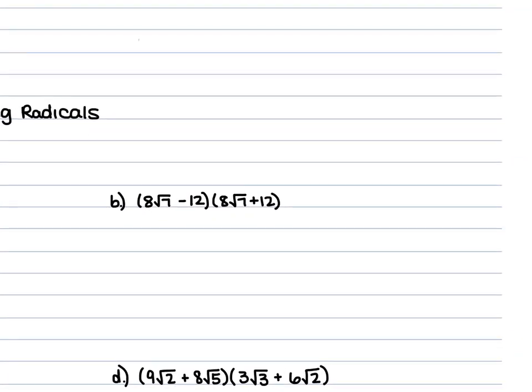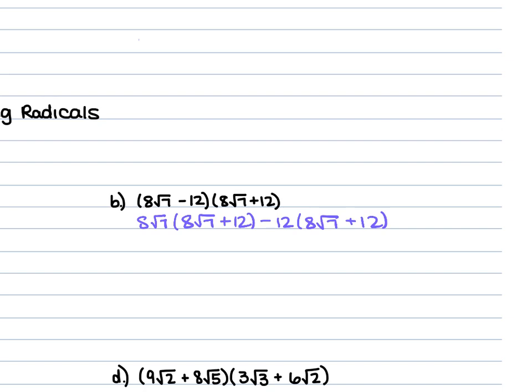For B, we have 8 square root 7 minus 12 times 8 square root 7 plus 12. So again, we're going to FOIL this. So we're going to do 8 square root 7 times 8 square root 7 plus 12, and then negative 12 times 8 square root 7 plus 12.